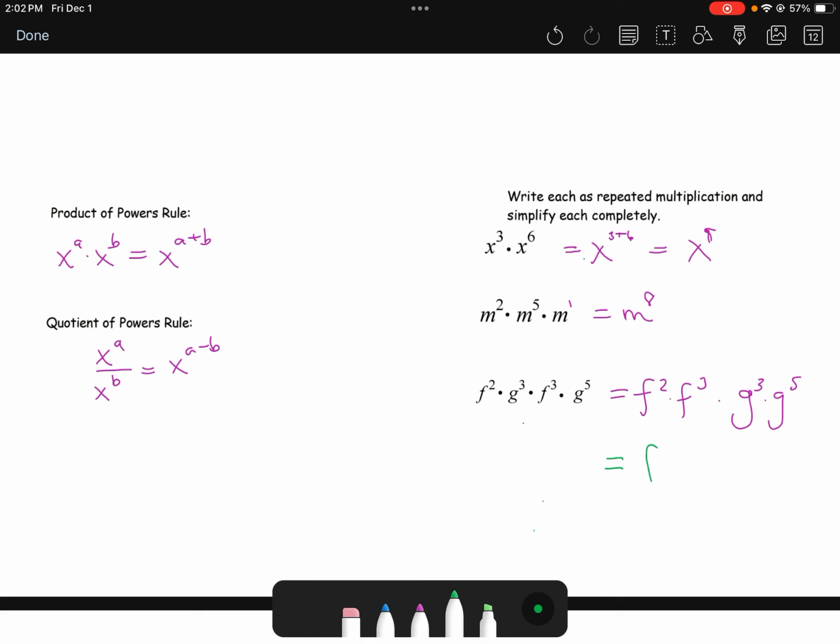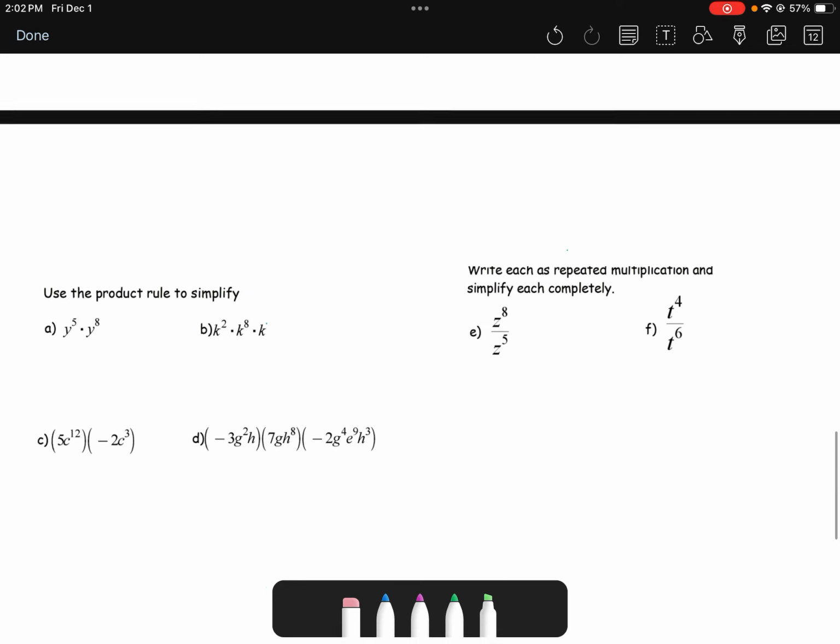Okay, so now the f's have the same base, so we add their exponents. 2 plus 3 is 5. The g's have the same base. 3 plus 5 is 8. So g to the 8th. So this right here is my answer. Now, you will have to know this, especially the rest of this unit, because we're going to talk about multiplying polynomials, and then we're also looking at factoring. So understanding these rules, especially the power rule, is going to be very key for the rest of this module.